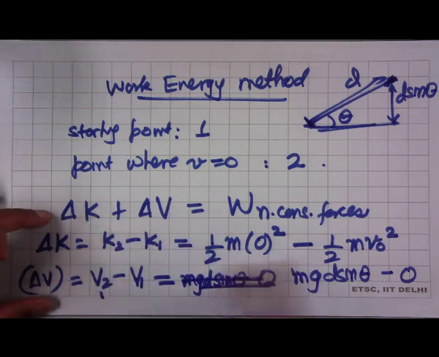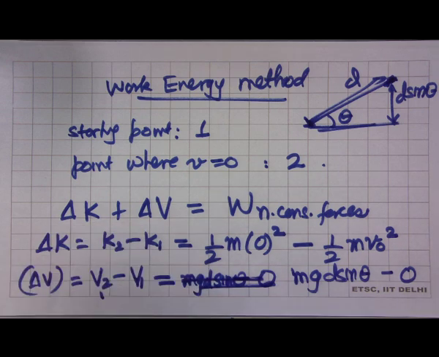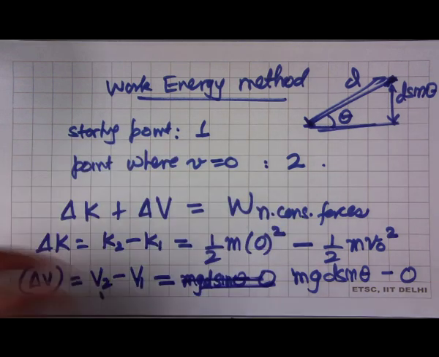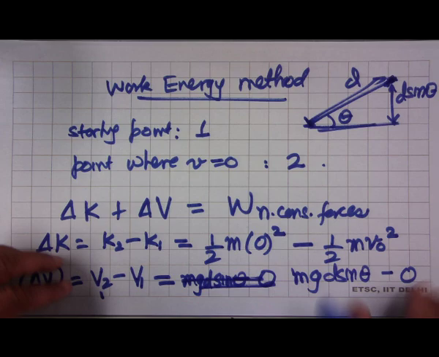So, write each of these terms separately. Each of these terms is quite easy. When we look at the full problem, it may look complex, but we divide it into parts and write each of these parts. Delta K is very simple: K at 2 is equal to 0, K at 1 is half m V0 squared. Similarly, for potential energy, V2 is equal to mg d sin theta, V1 is equal to 0. Now, the work done by non-conservative forces.